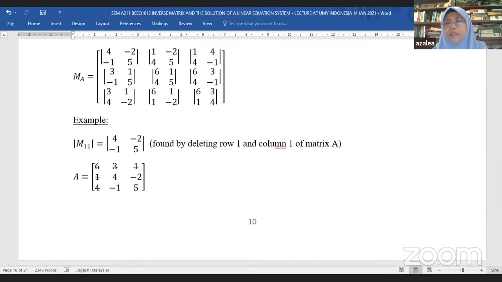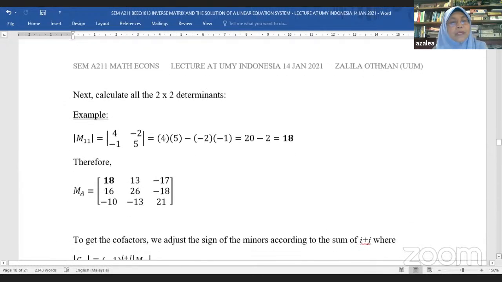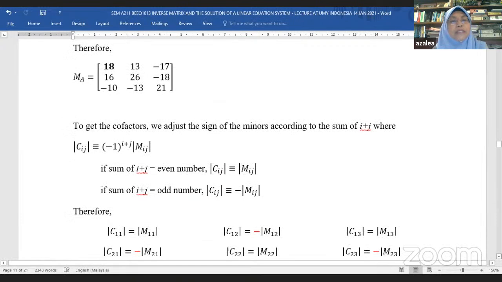Oh, sorry, this is the example. So I'm just showing this example, M11. I think we know already how to find it. Delete row 1, column 1, so you get this 4, minus 2, minus 1, 5. So when you calculate, you get the first minor to be 18. Putting everything together in the matrix of minors, this is what you get. To get the cofactor, you adjust the sign. So you adjust the sign for 13, for minus 18, for 16, and for minus 13.